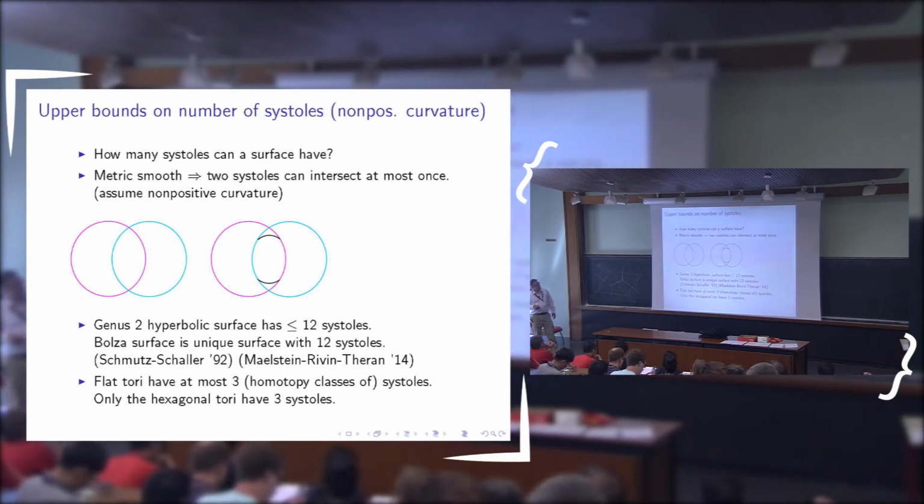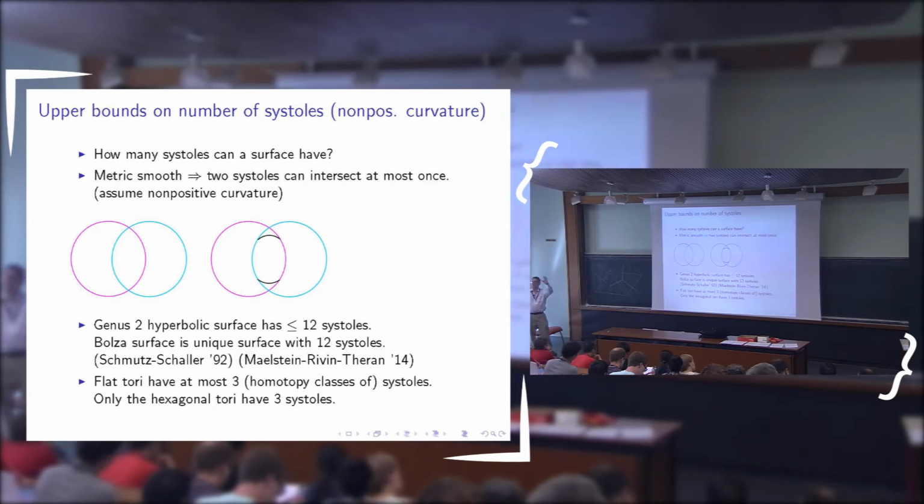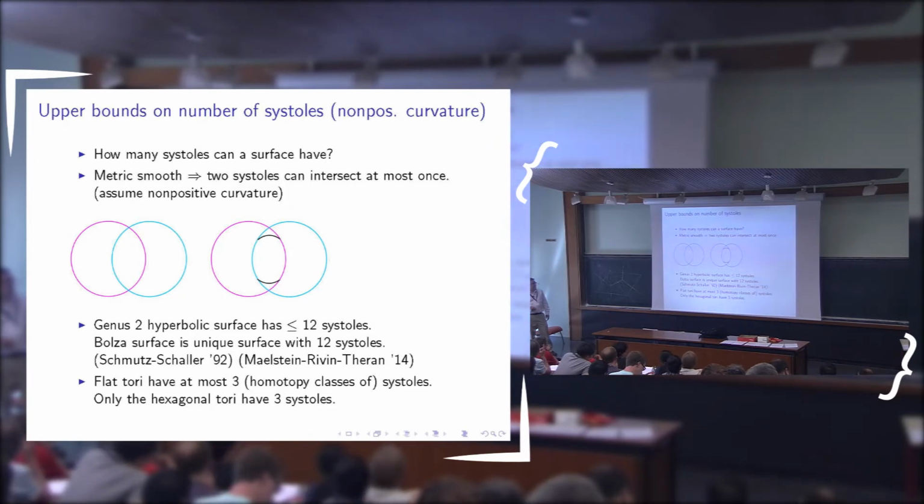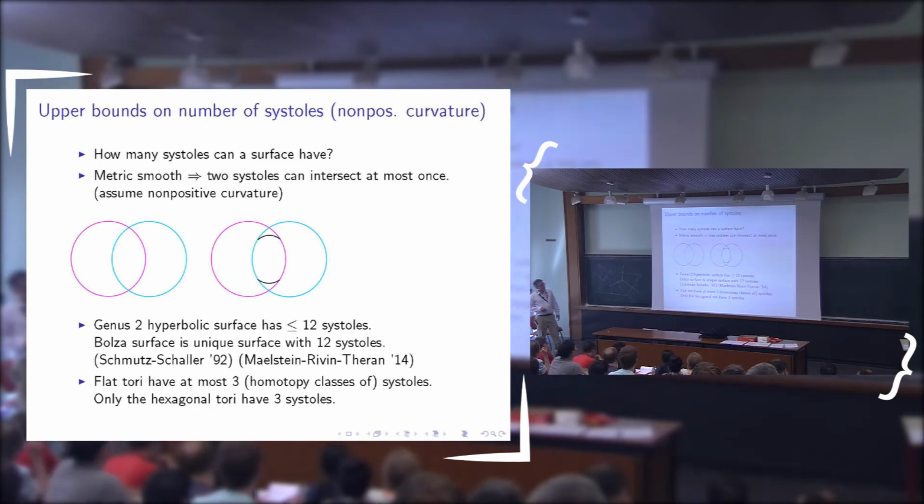Okay, here is the best result for hyperbolic surfaces. It's known that every genus 2 hyperbolic surface has at most 12 systoles, and the Bolza surface is the unique surface with 12 systoles. So the Bolza shows up again. You know, it's got that nice property again, another nice property. And this is proven by Schmutz Schaller, but there's also, I thought I'd get rid of that typo, it should say Malestein, Rivin, and Theran. Anyway, I hope I have the latest version of these notes.